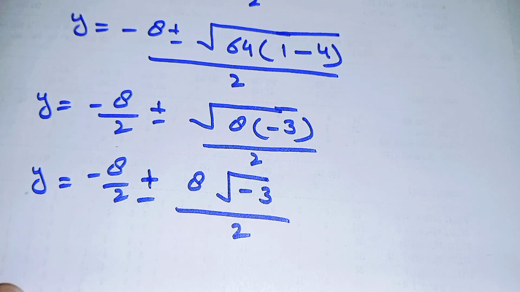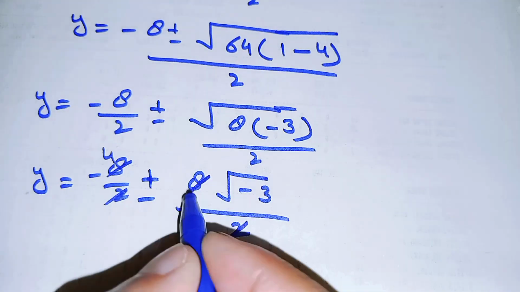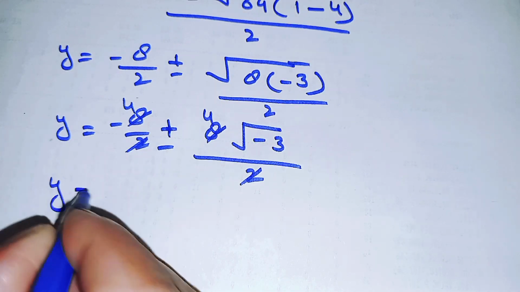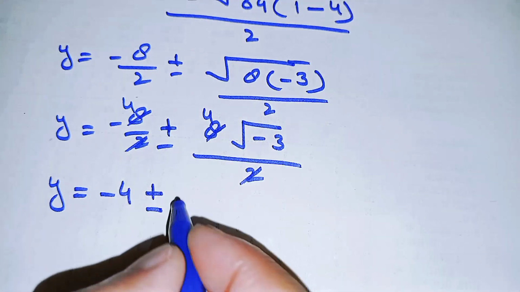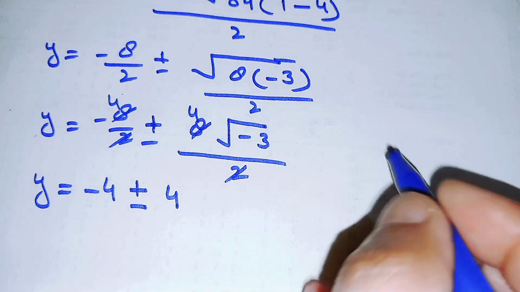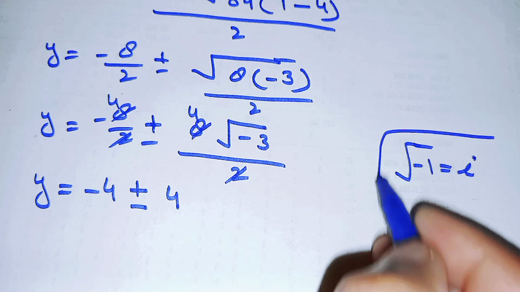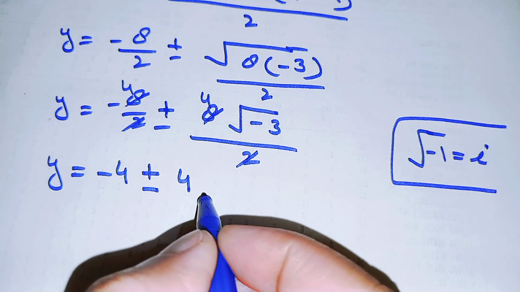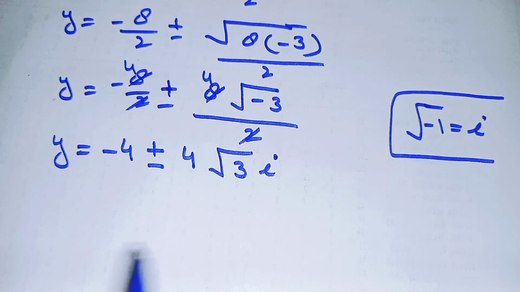And now here 2 divided into 8 is equal to 4, and 2 divided into 8 is equal to 4. And now y is equal to minus 4 plus minus 4 and the square root of minus 3, and the square root of minus 1 is equal to i. So here we put this i and the square root of 3.